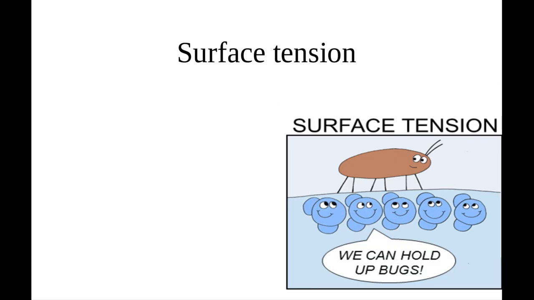Due to polarity, hydrogen bonds form at the surface of the water, forming an elastic film. Things that are light enough, like water bugs, can live and exist in the ecosystem on the top of the water.